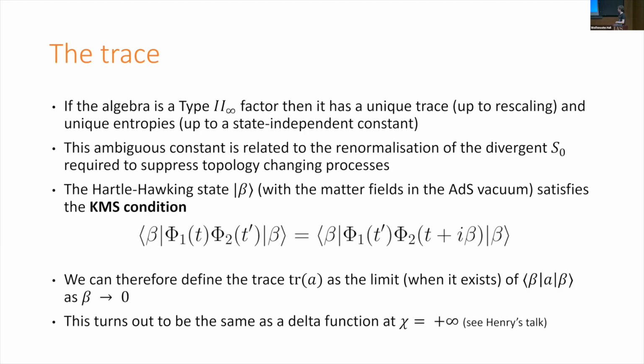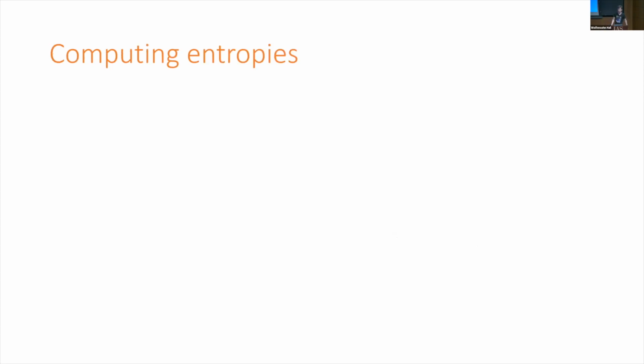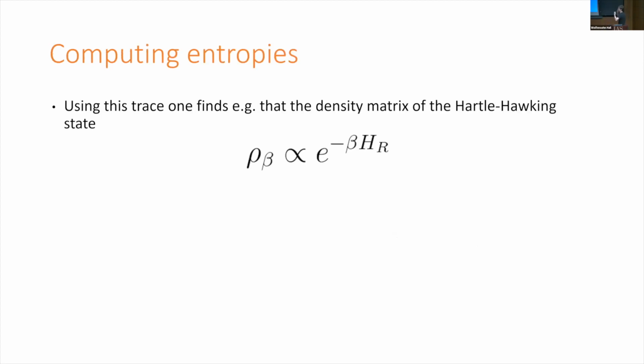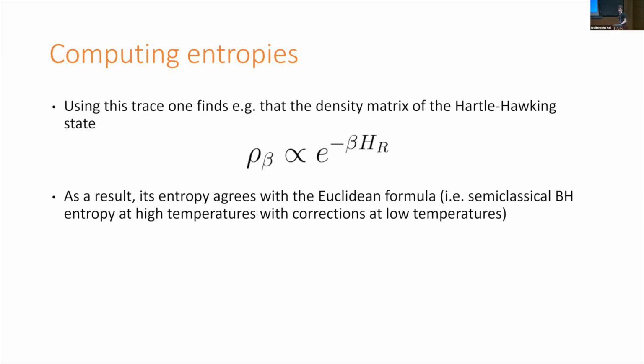I should say that in the limit beta goes to infinity, this Hartle-Hawking state actually becomes a delta function at chi equals plus infinity. In Henry's talk, he talked about calculating things by starting with length equals minus infinity. That's the same as chi equals plus infinity. So that's really what he was doing there. I'm just attaching slightly more precise words to that same story. Once we have a trace, we can define entropies. One finds, for example, that the reduced density matrix of a Hartle-Hawking state is just e to the minus beta H. Then we plug it in and we get that its entropy is just the Euclidean formula. So everything matches, at least for thermal states, with the Euclidean answer.